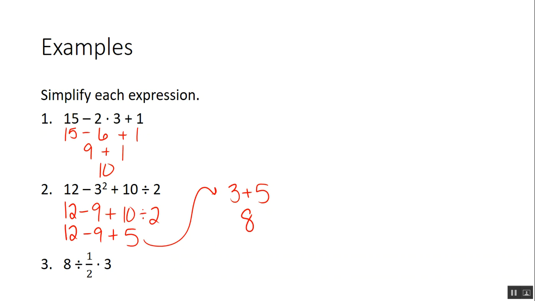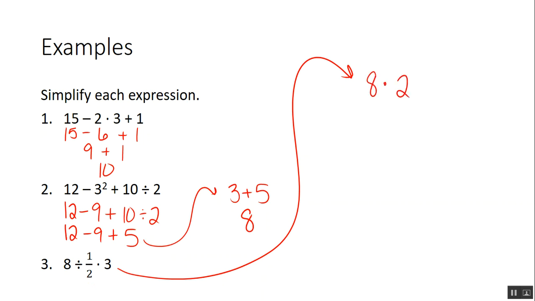Number 3, we have 8 divided by a half times 3. Remember that dividing by a fraction is the same as multiplying by the reciprocal. And this one, I'm going to move this whole problem over here so I have some more room to work. So instead of writing 8 divided by a half, I'm going to change the problem to 8 times 2. Remember, we keep the 8, change division to multiplication, flip 1 over 2, which is 2 over 1 or just 2, and then we have times 3. So left to right with multiplication, 8 times 2 is 16. 16 times 3 is 48.